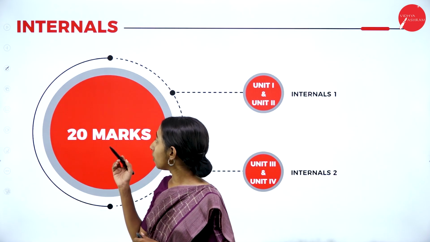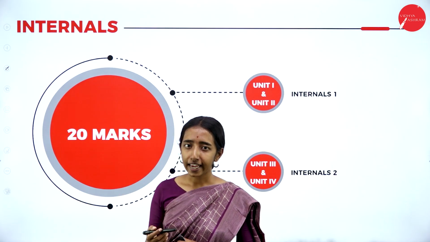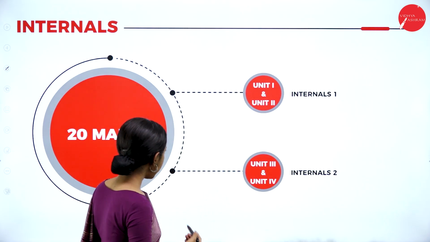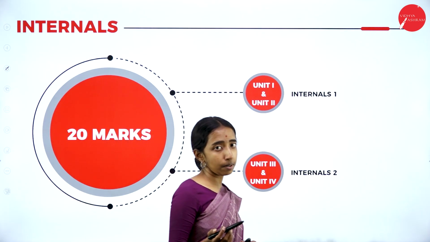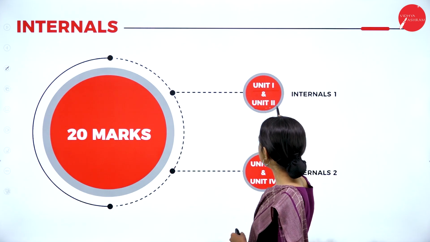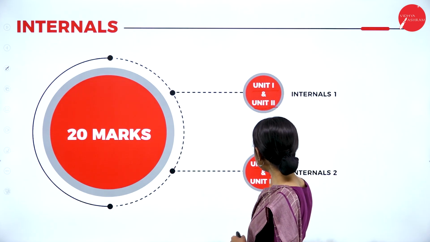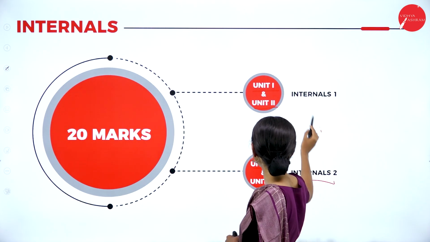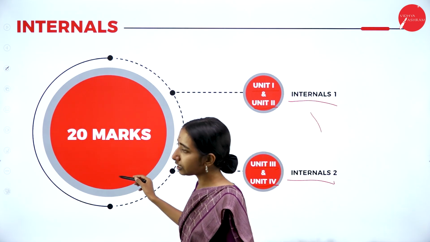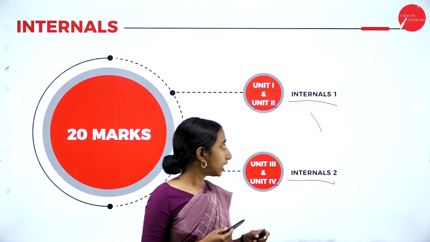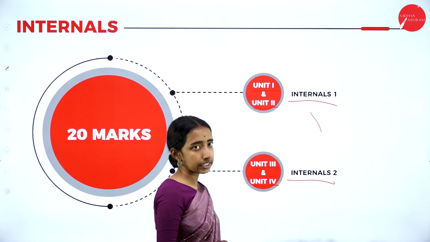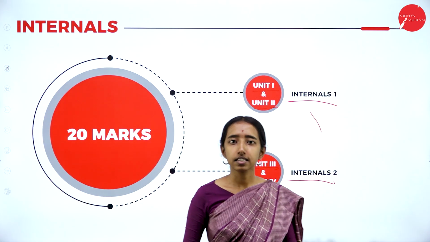Now, how the internals will take place? So, how will the internals given to the students? So, in internals, we are having 20 marks and 20 marks is divided into Unit 1, Unit 2 and Unit 3 and Unit 4 as a internal 2 and this is as a internal 1. So, basically, we will divide the 20 marks and the syllabus in unit wise. This is the pattern about the internals as per the SAP syllabus.